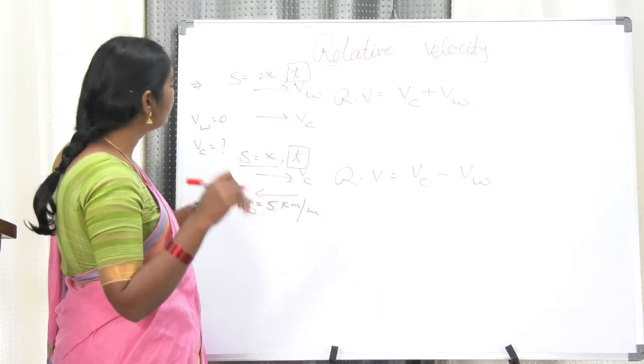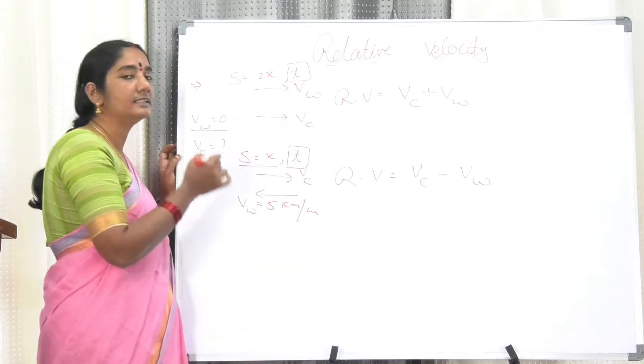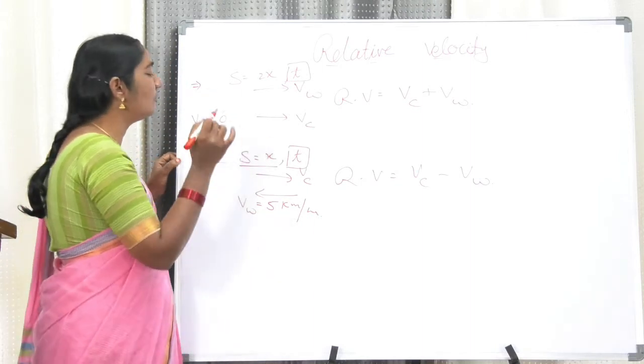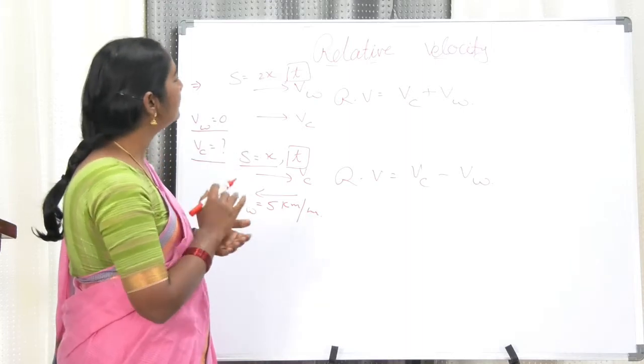Now, the question he is asking is, when the wind velocity stands still, meaning when the wind velocity is 0, what is the velocity of the cyclist? This is the question asked. Okay, now let us see.